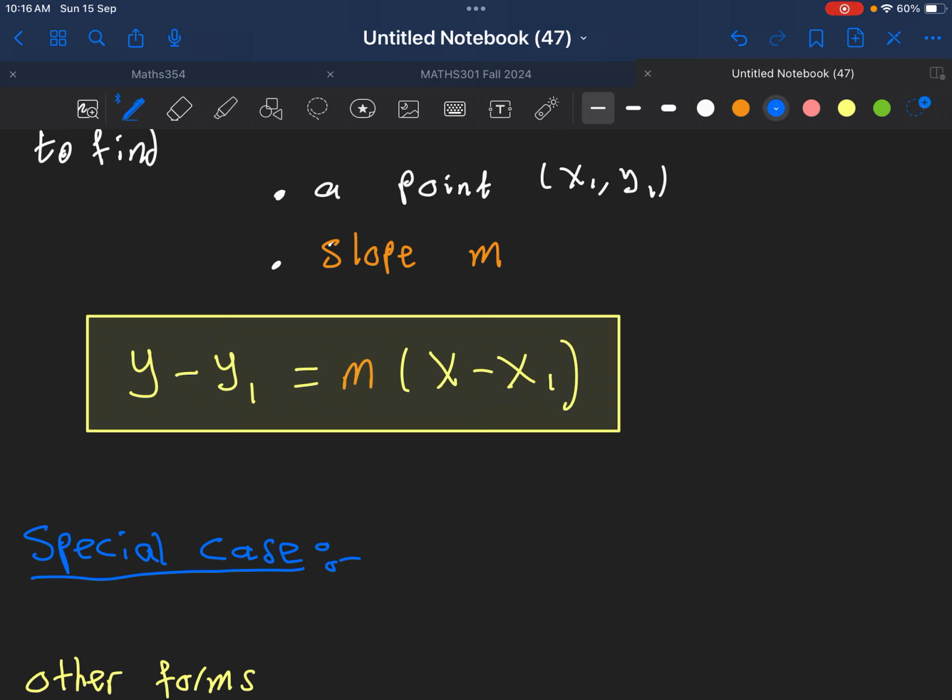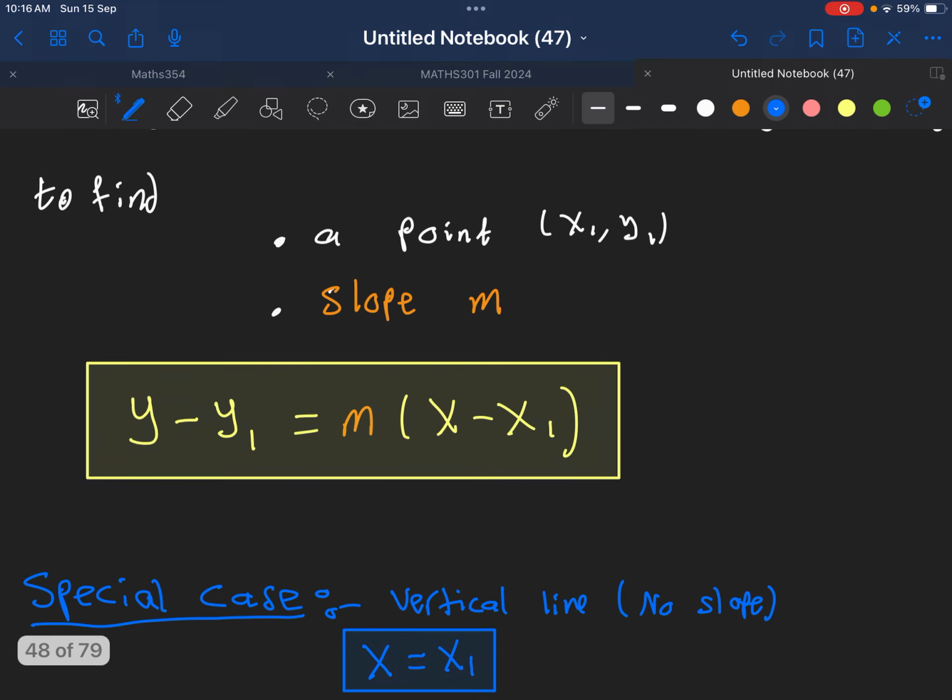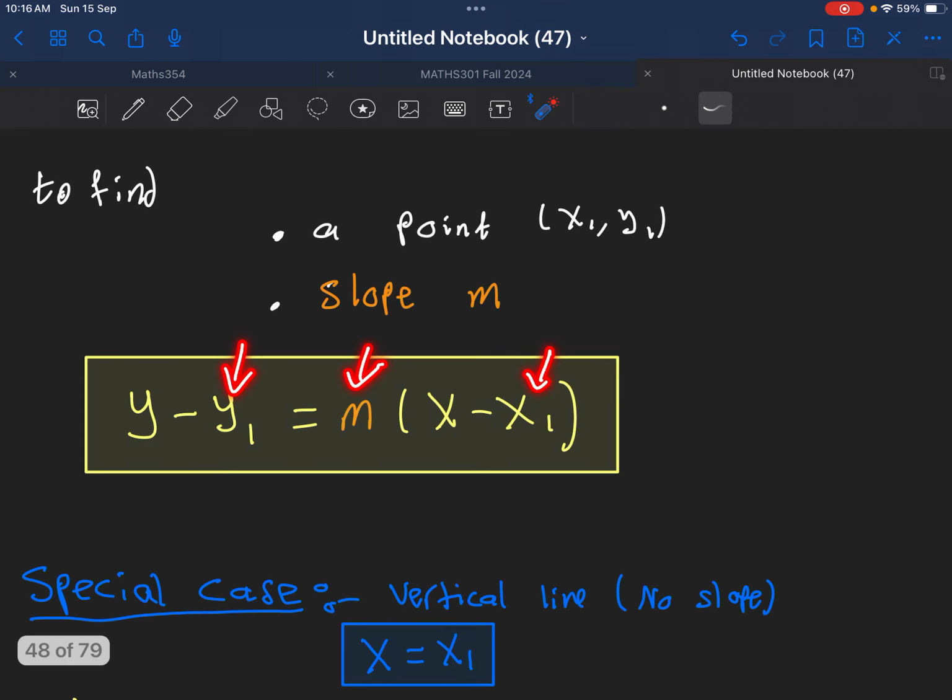Now, of course, there is a special case if you remember, and this special case is the vertical line, the one with no slope, and that equation will be x equal x1. So we just write x equal x1, and that's the equation for the vertical line. If the line is vertical, we use this equation. Otherwise, we write the slope here, the point x1 and y1 up here.